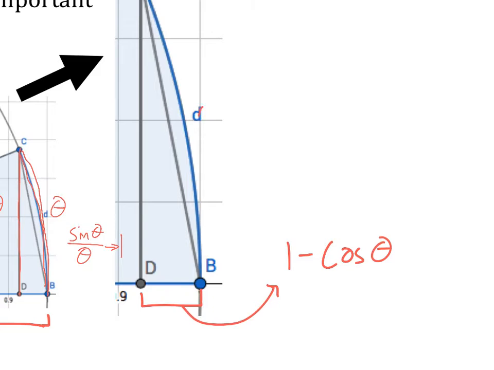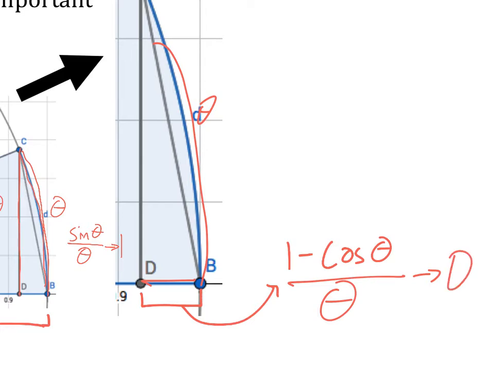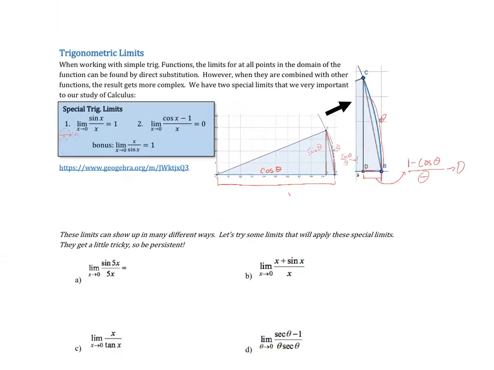Okay? And this here is theta. So you've got a long arc and a little piece. So when we have 1 minus cosine of theta over theta, this is going to go to a worthless piece over something. So this is going to go to 0. All right? Because that top part is a little tiny piece that's going to disappear. Okay, so we're going to use those limits.